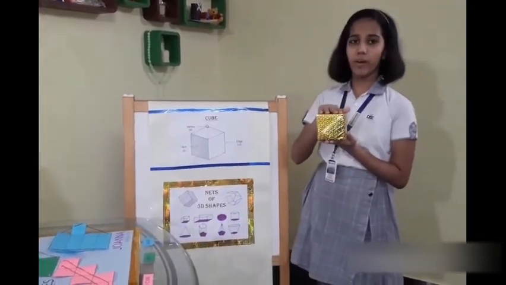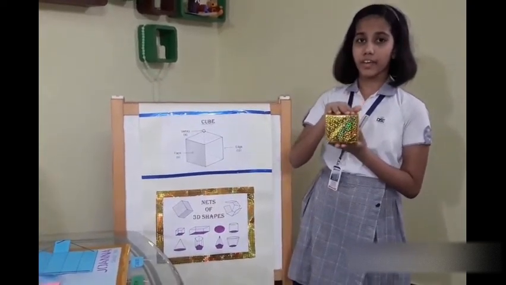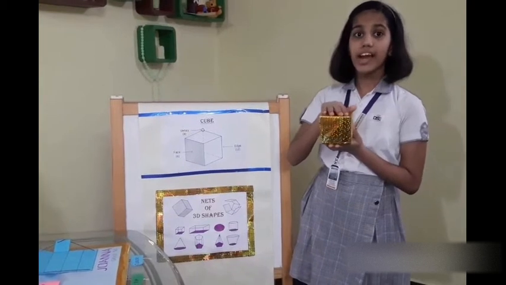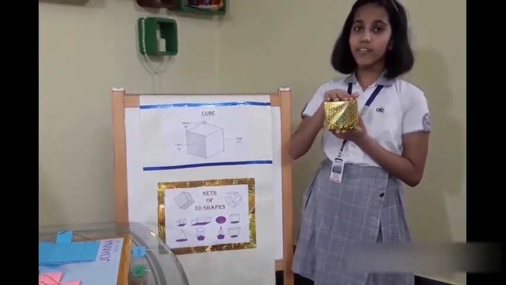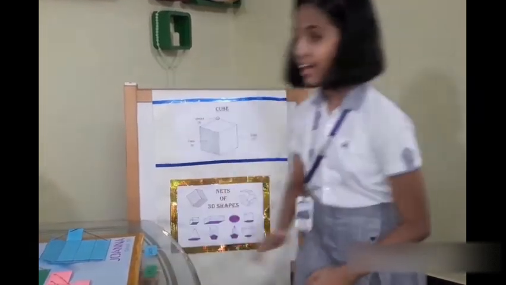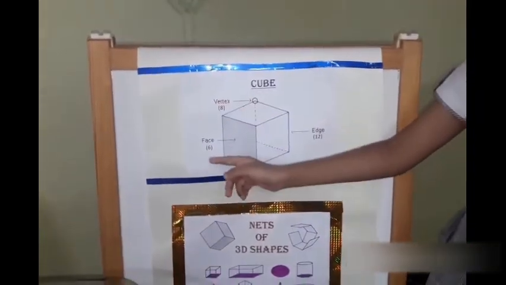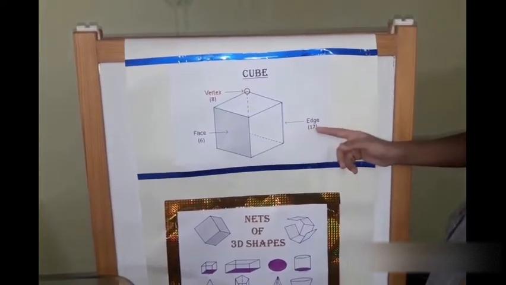This is a gift box and it is in the shape of a cube. A cube is a solid body having 6 equal square faces. A cube has 8 vertices, 6 faces and 12 edges.